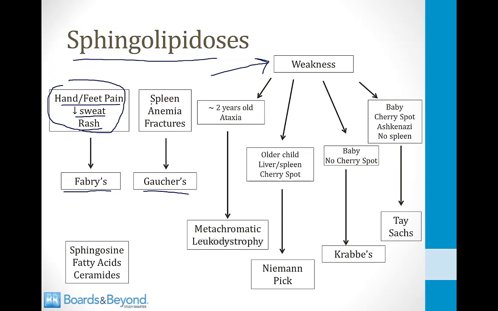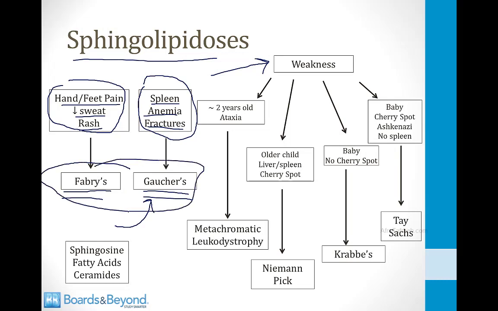Gaucher's patients present with an enlarged spleen, and they have anemia, and they can have fractures, and these three things together should make you think of Gaucher's disease. Another reason to think of Fabry's disease and Gaucher's disease together is because they both have enzyme replacement therapies that are available. And in addition, patients with these two lysosomal storage diseases can live well into adulthood. Some patients with Gaucher's disease even have a normal lifespan, and that makes them unique among the lysosomal storage diseases.